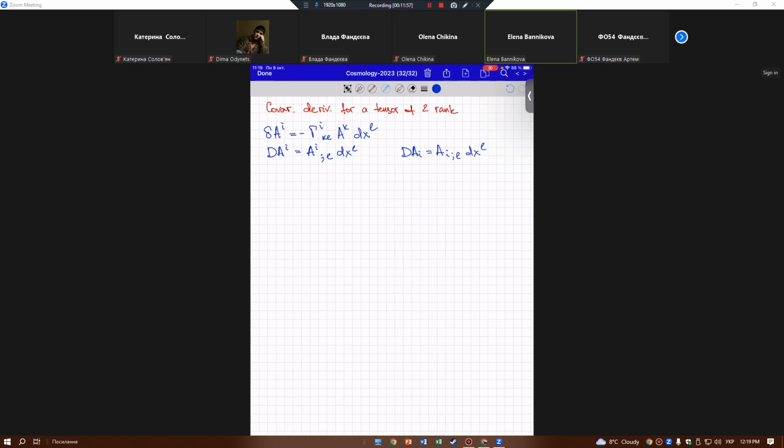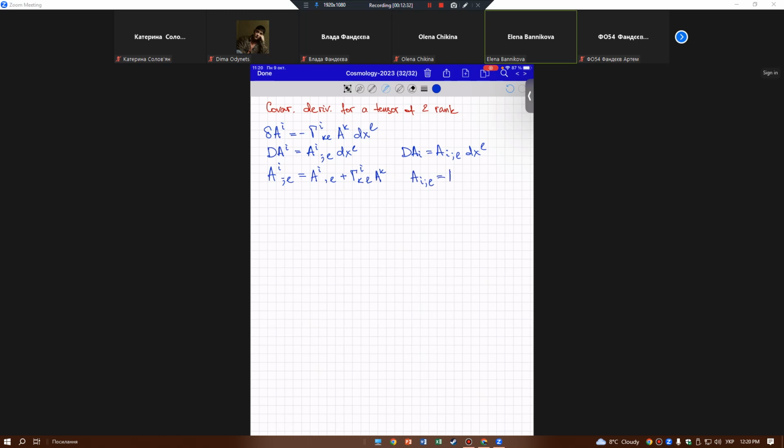Like this. I will remind you that this covariant derivative is just a normal derivative plus the Christoffel symbol, which takes the index i at the top. After this, we should put in the bottom index l and the summation index.